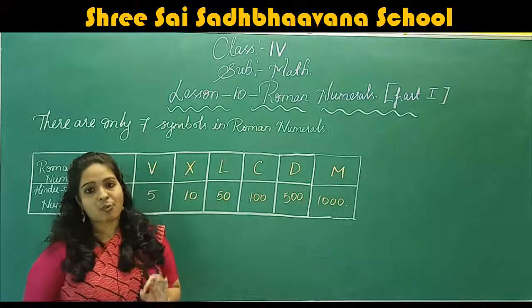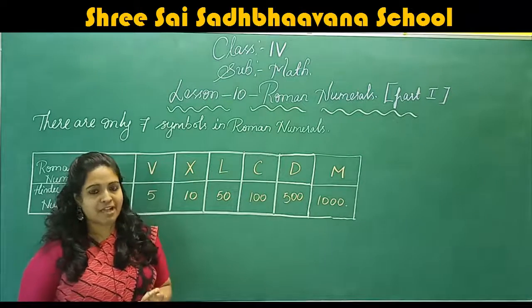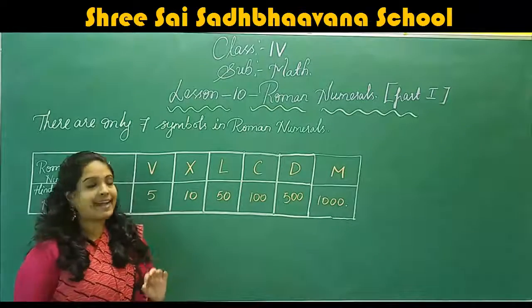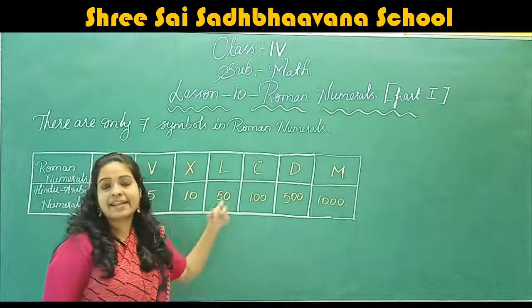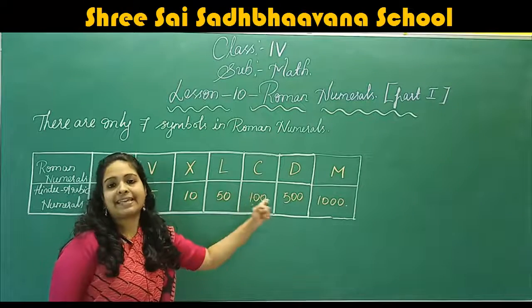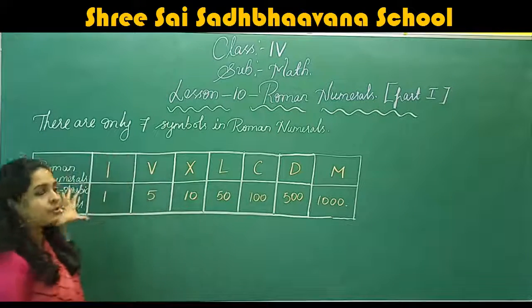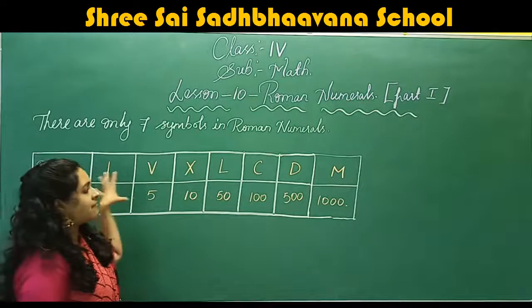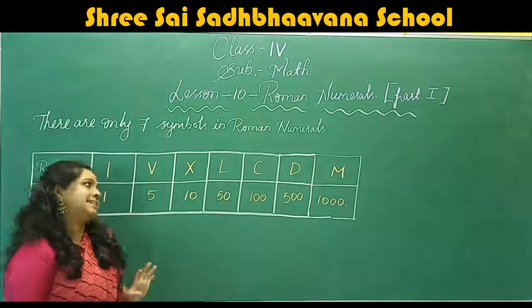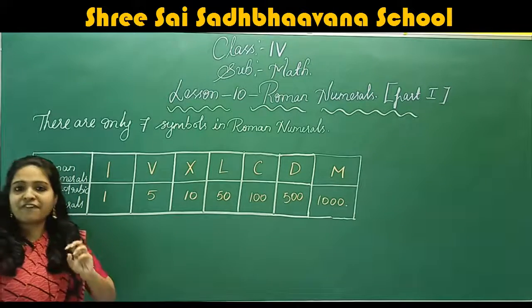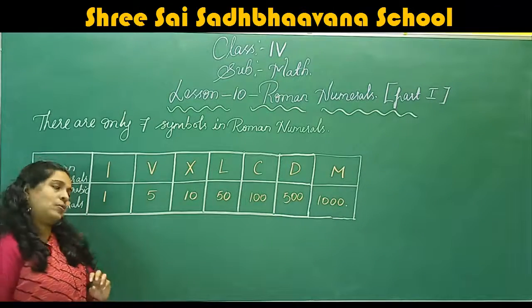So I stands for 1, V stands for 5, X stands for 10, then L stands for 50, C stands for 100, D 500, M 1000. You have to make sure that you learn these values. Now let us write the first 10 Roman numerals.